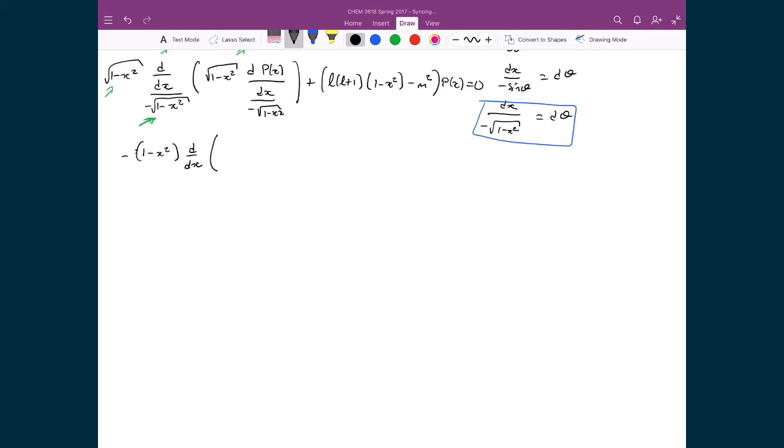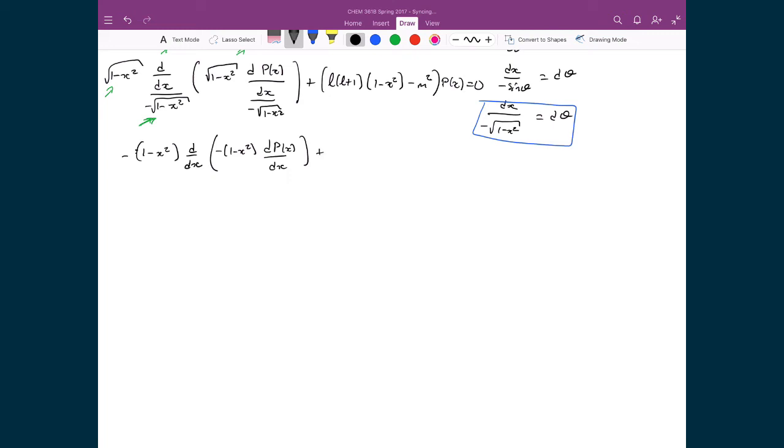Again, I have the same thing happening down here. I have dp by dx divided by negative 1 minus x squared, so that ends up being multiplied by the 1 minus x squared that's inside the parentheses. So I get 1 minus x squared, and I have my negative sign, dp as a function of x by dx. And then I continue along.